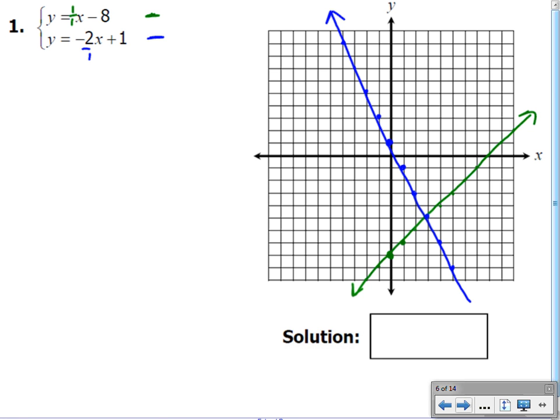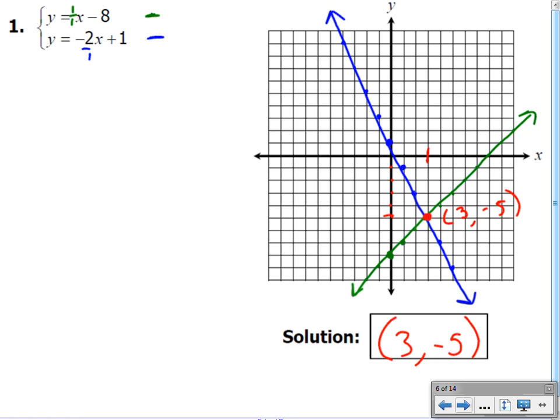Now remember, we said that the solution to this system of equations is where the two lines intersect. And we have an intersection point right here. We just have to write it as an ordered pair. So this is at 3 for the x value. And then we're at an x value of 3, we have to go down 1, 2, 3, 4, 5. So this is the point (3, -5). So our solution is an x value of 3 and a y value of -5.